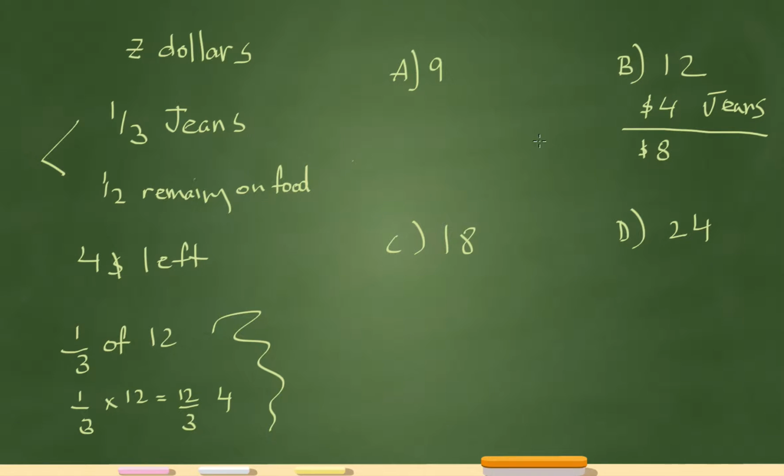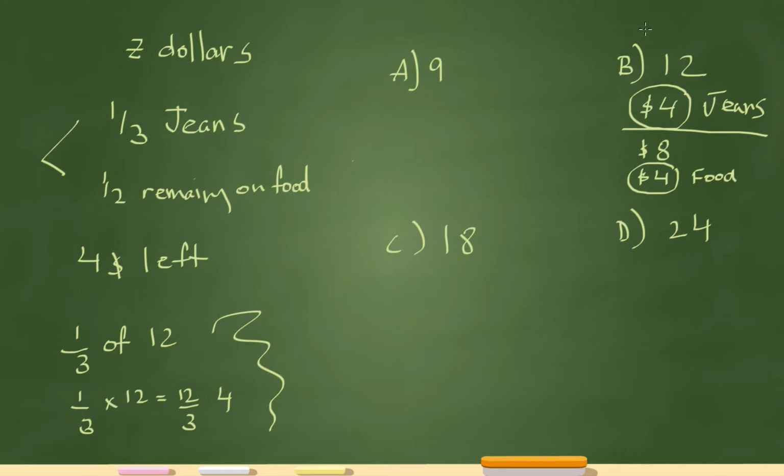Keep in mind, the problem is saying she spends one half of the remaining money on food. So if she's left with $8, she spends half of that, which means $4 on food. So in total, she spends $4 on jeans and $4 on food, which means that she spent $8. Now, if she spent $8 and she started off with $12, how much money is she left over with? She's left over with $4.